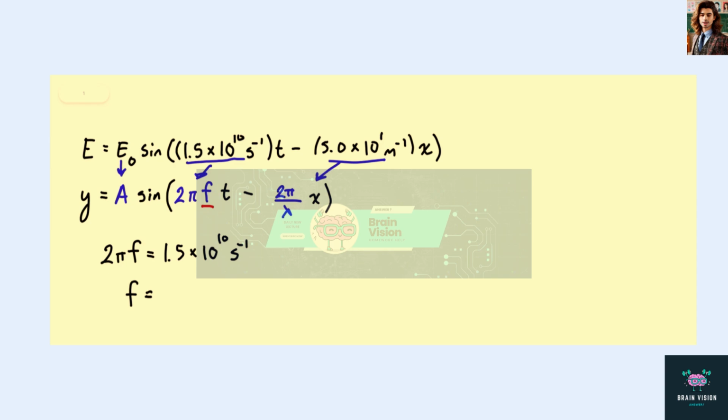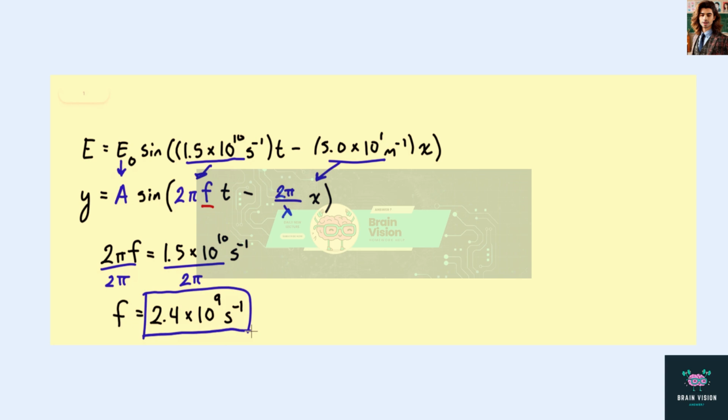If we just divide both sides of this equation by 2 pi, then we see that the frequency is equal to about 2.4 times 10 to the 9th. That's seconds to the minus 1, also known as hertz. You might have heard that as a unit for frequency. And that's the first part of this problem.